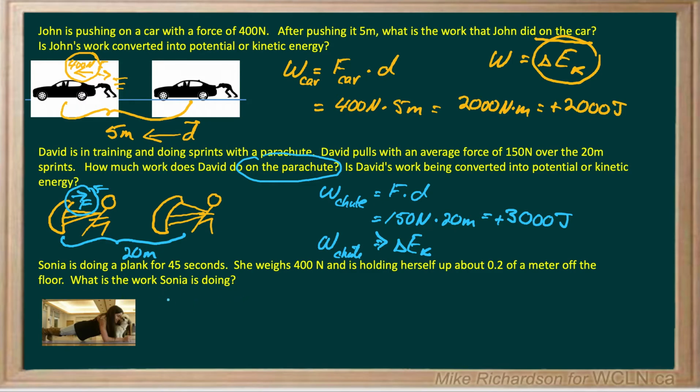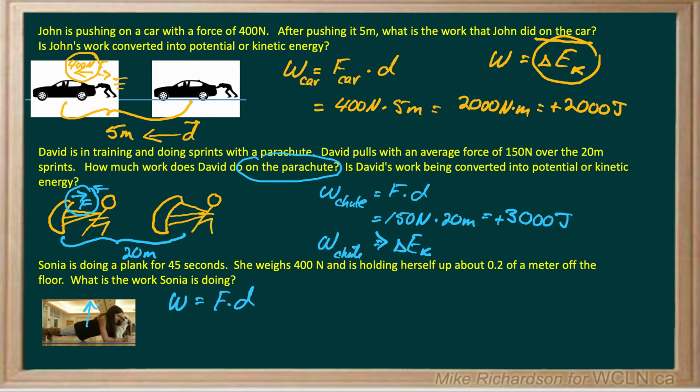Now, Sonia is the last question we're going to look at, and she's doing a plank. And we've all seen planks. Basically, you just remain stationary for 45 seconds in the position that you see in the photo. She weighs 400 newtons and is holding herself up about 0.2 meters off the floor. Now again, work is force times distance, and the force she must apply to her body must be equal and opposite to this 400 newtons of weight.